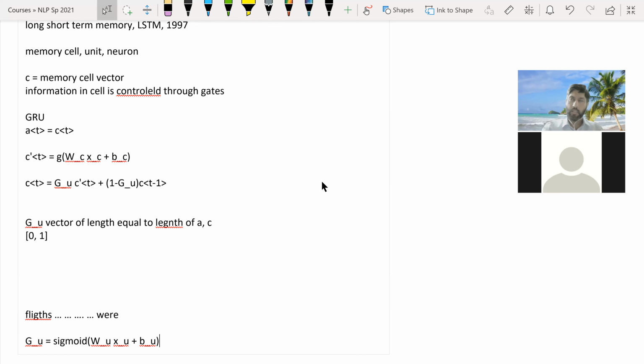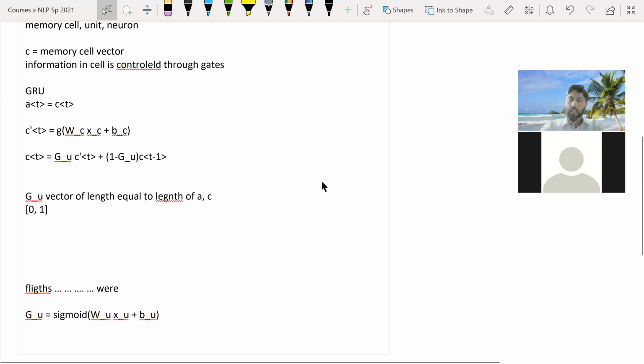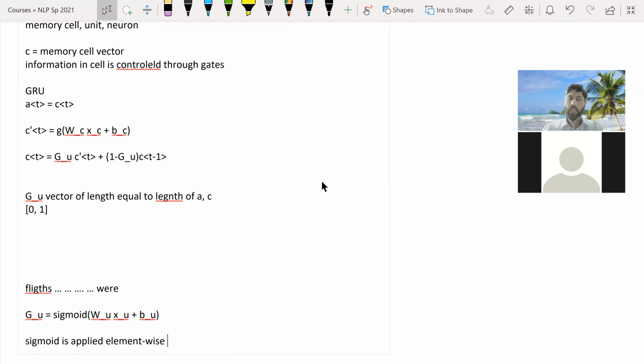What is in XU? At the current time step T, and the previous time step's output, A T minus 1. So that is used to decide this vector. This GU, as I said, is also a vector. And this function sigmoid is applied element-wise, meaning that each value in the cell would be between 0 and 1, like you apply for binary classification.